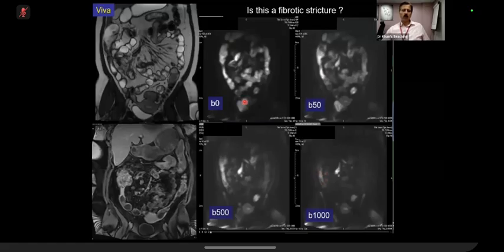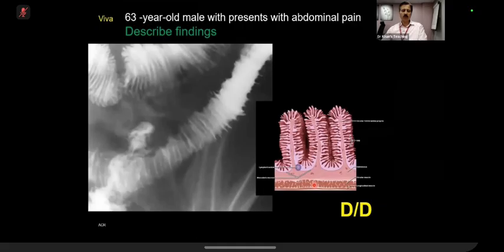So the take home point was, how do you pick up restricted diffusion? This is how: it should continue showing high signal on the highest B value. Please remember the same concept we will see in liver imaging also, where we increase the B values, and we will say restricted diffusion when it continues to show high signal on the highest B value.